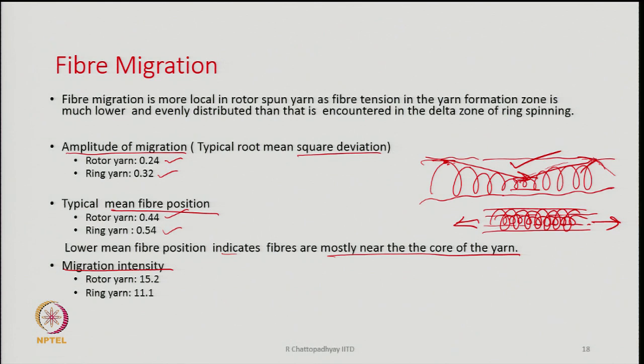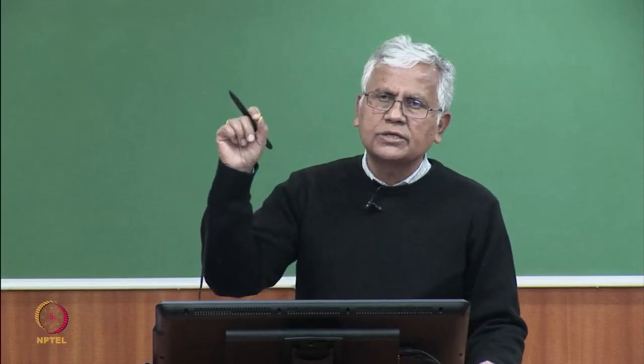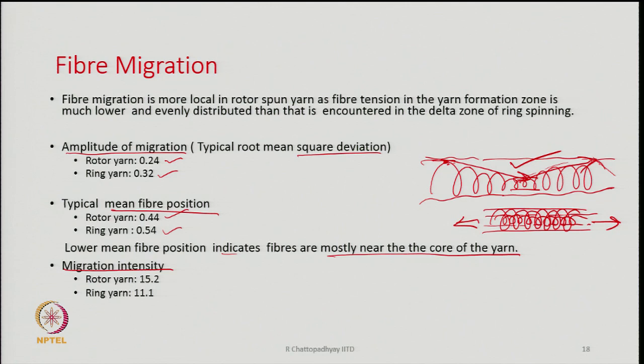What does it mean? That basically means that migration is more local in the case of rotor spun yarns. That is, they are not cutting across the cross section; that part of the yarn is a little bit less in the case of rotor yarn. What that basically means is that migration is more localized. It is not happening across the full cross section of the yarn, whereas for ring yarn it is still better, this value is more.